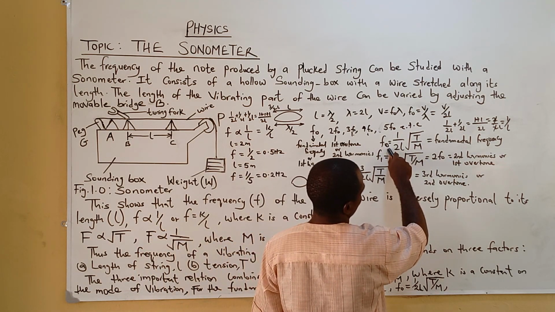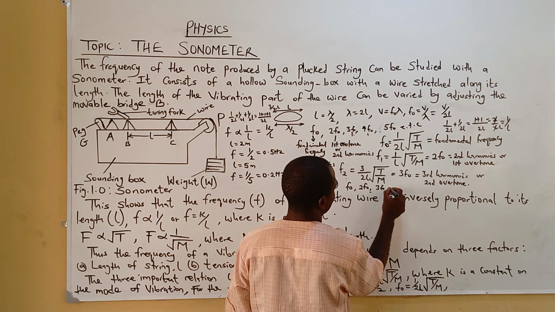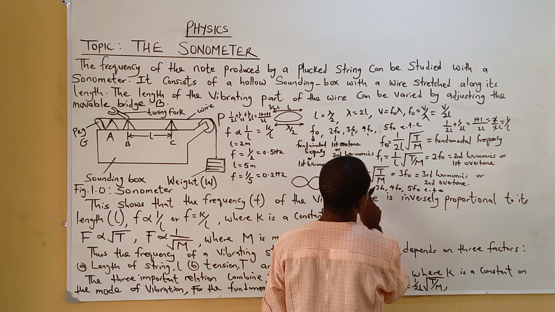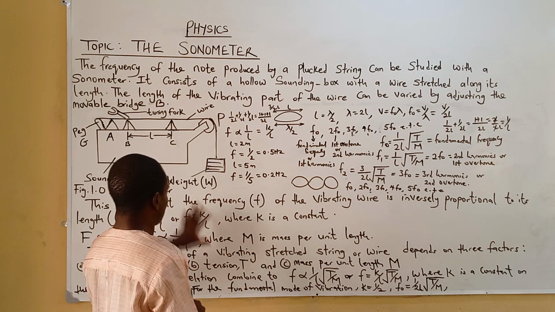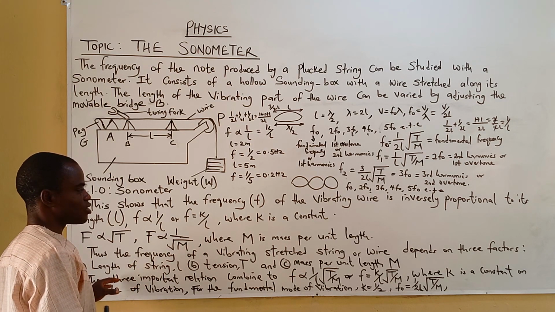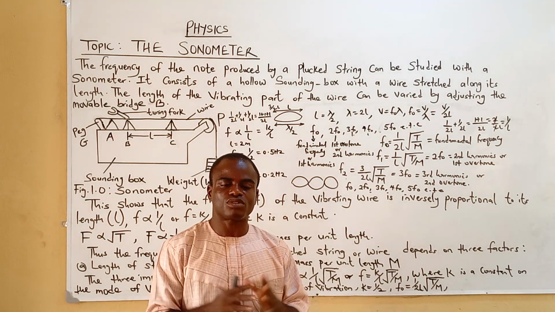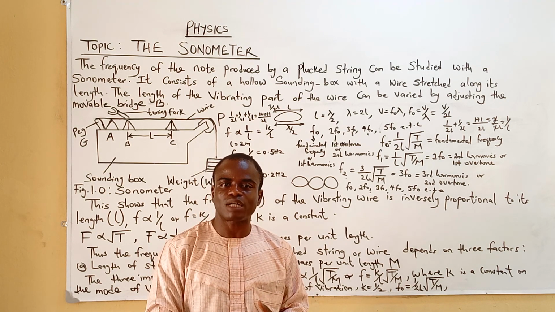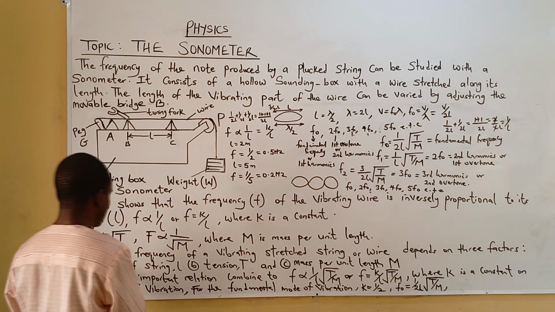It's the combination under string. Sonometer, you have f naught, 2f naught, 3f naught, 4f naught, 5f naught, etc. A combination of odd and even, the way we have in the stretched string. Please take note of this. The frequency of a vibrating stretched string or wire depends on three factors. You can be asked in your exam. It depends on the length of the string, it depends on the mass per unit length, capital M, and also it depends on the tension.